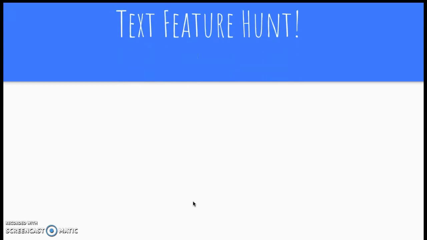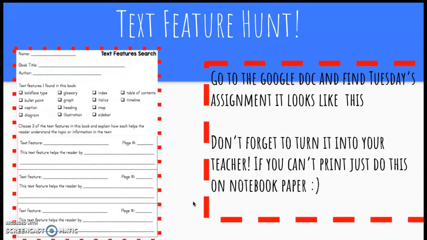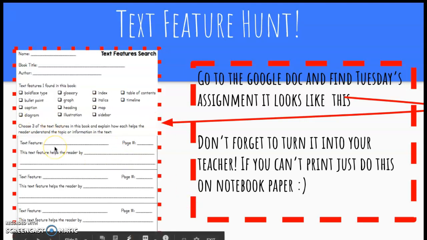All right, so you are going to go on a text feature hunt. You will find in the Google Drive where you found this video, underneath is the assignment for today. It is going to look like this. Don't forget to turn it in to your teacher. If you can't print it out, just do this on notebook paper, and be sure that when you turn it in to your teacher, make sure you put your name, the title of your book, the author.